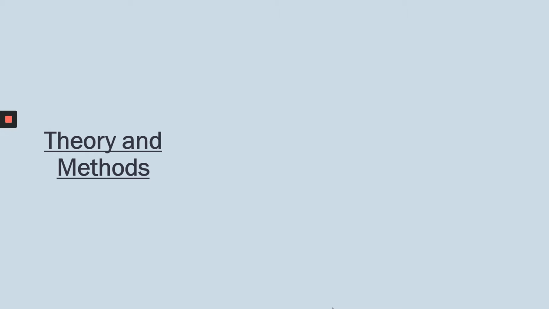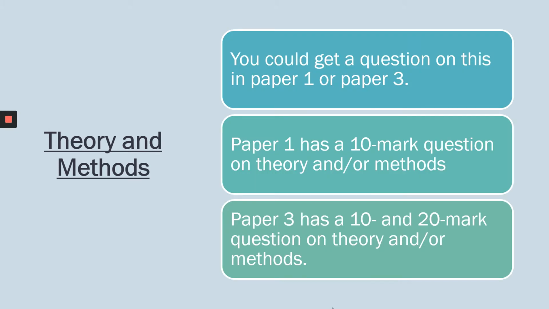So the Sociology as a Science debate falls under the Theory and Methods section of the course. So you could get a question on theory and methods in paper 1 or paper 3. Paper 1 has just one 10-mark question on theory and or methods. So it could be a question about sociology as a science or about functionalism, Marxism, but it could also be a 10-mark question on the stuff we've covered this year on questionnaires or interviews.